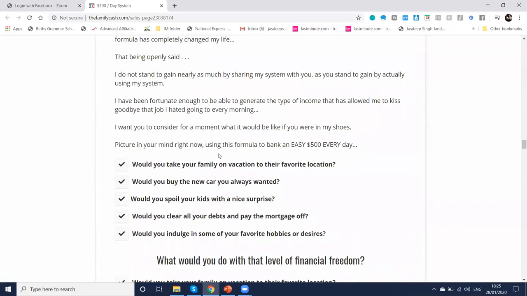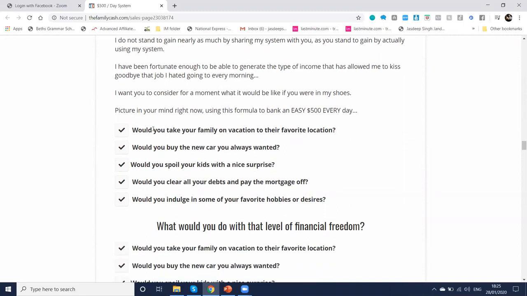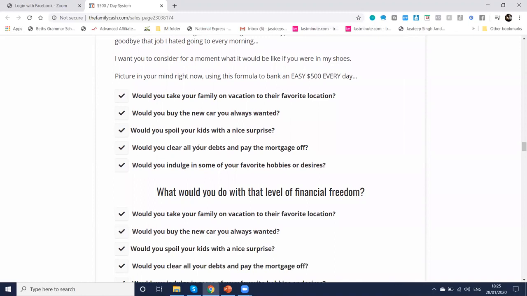So what their life would look like if they could really achieve these results that Stacy was able to achieve with the $500 every day. And we let them know, would you take your family on vacation? Would you buy the new car you always wanted? Would you spoil your kids? Would you clear all your debts? Would you indulge some of your favorite hobbies or desires?